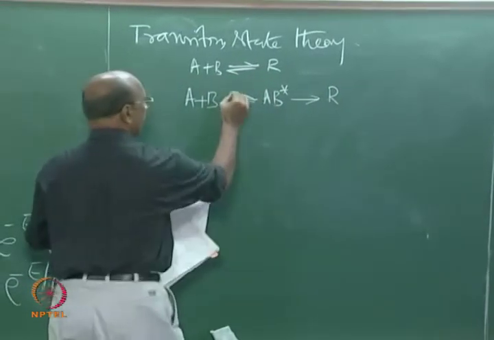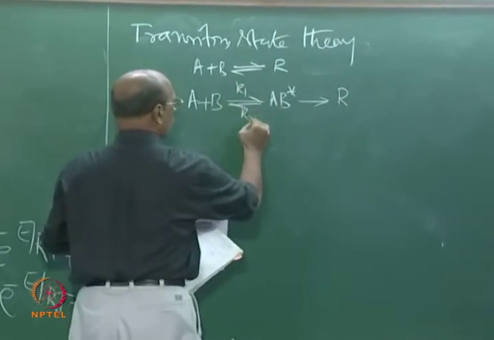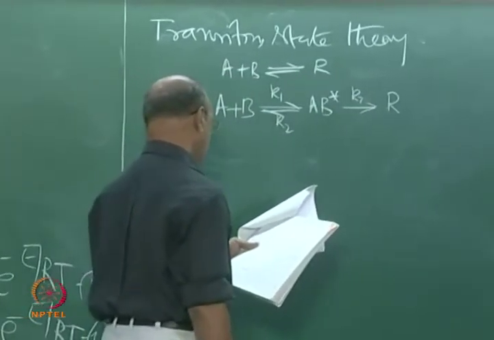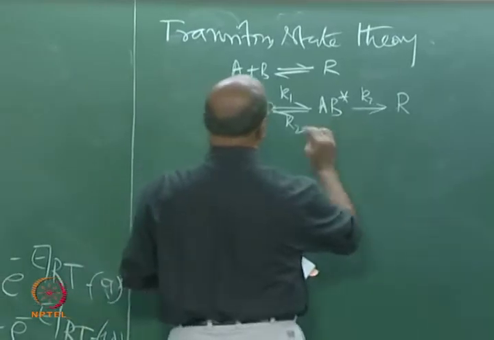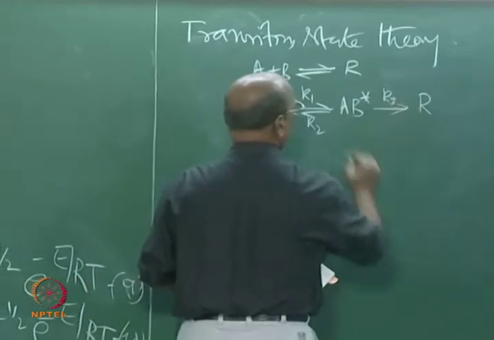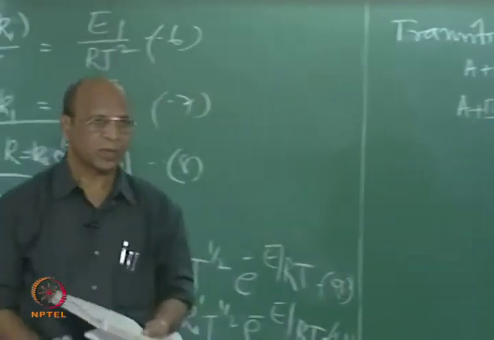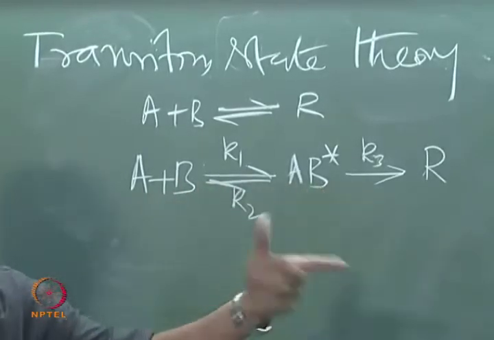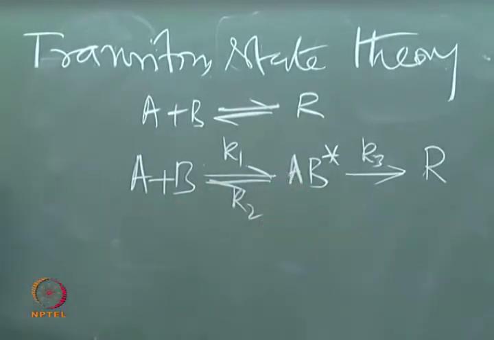Then this intermediate is not reversible, this is again an assumption. So, now I have here K 1, K 2, K 3, all these constants. The intermediate is not permanently there, because after some time it will disappear, but temporarily it will form and then go away.